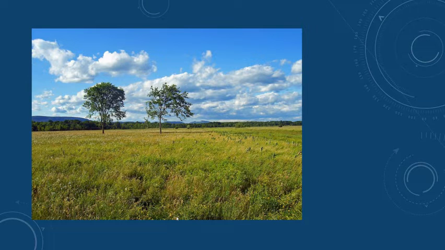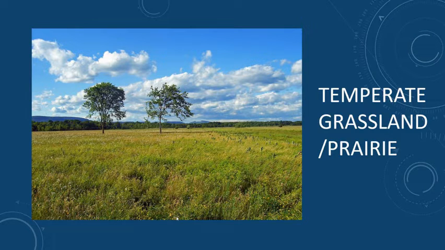Now this looks pretty similar to the savanna, but it's not exactly the same. So these are temperate grasslands. You'll see the seasonal variations between savannas and temperate grasslands. They're not exactly the same. We would also call the temperate grassland a prairie.